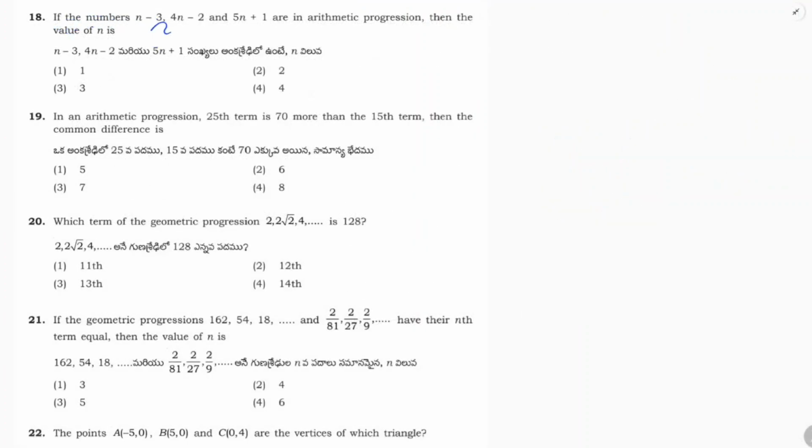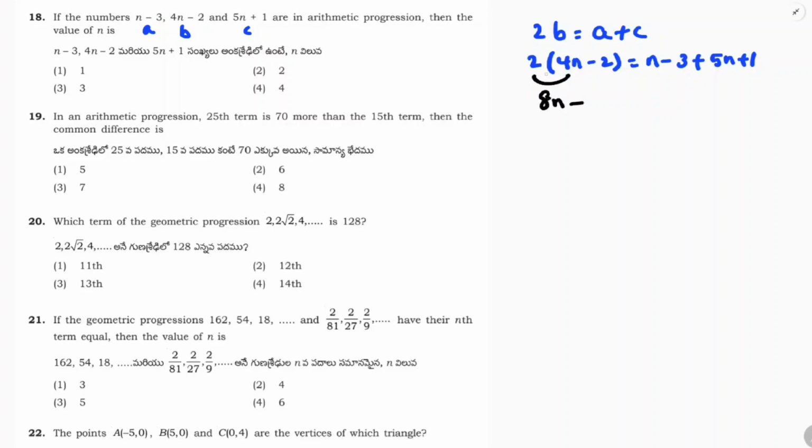If the numbers n minus 3, 4n minus 2 and 5n plus 1 are in arithmetic progression, then find the value of n. Consider them as a, b, c. If a, b, c are in AP, then 2b is equal to a plus c. So b is 4n minus 2, a is n minus 3, c is 5n plus 1. Simplifying, 2 times 4n is 8n, 2 times minus 2 is minus 4, and on the right, n plus 5n is 6n, minus 3 plus 1 is minus 2. So 8n minus 6n equals minus 2 plus 4, 2n equals 2, n equals 1. So the correct option is 1.